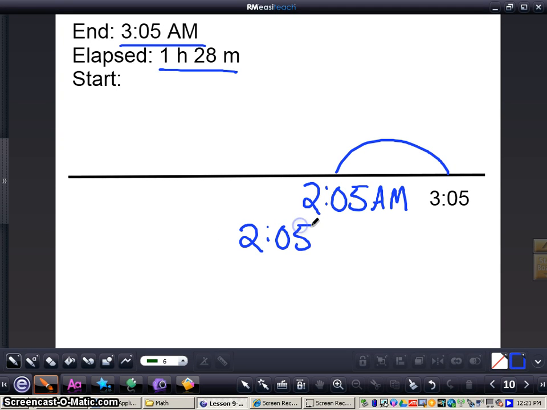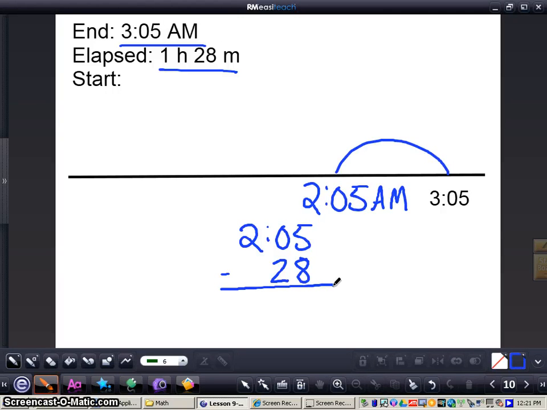2:05 minus 28. Now this is a little trickier here than just regular subtraction. It's kind of like whenever we're converting our units of measurement, we need to think about how many minutes are in an hour and things like that, just like we would with how many feet are in a yard or inches in a foot and so on. Okay, so we cannot take 8 away from 5. We cannot, so we're going to have to regroup.